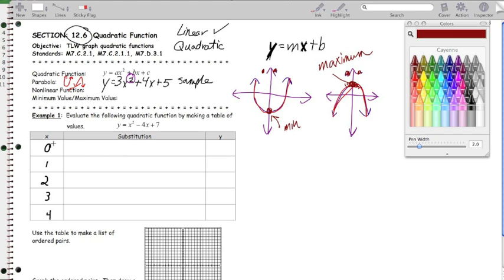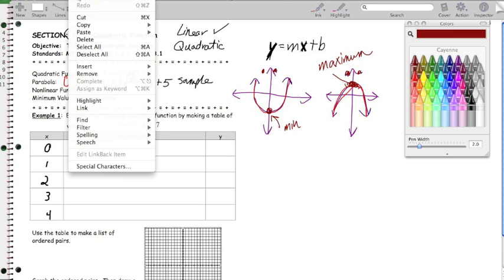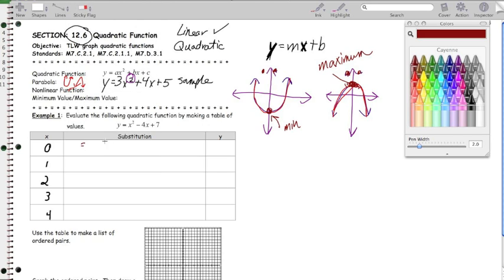So let's go ahead. We're going to substitute our values in just like we did before. My equation is going to be 0 squared minus 4 times 0 plus 7. 0 squared is 0, minus 4 times 0 is 0, plus 7. My first output is 7. Now I'm going to do the next one. 1 squared minus 4 times 1 plus 7. I'm going to get 1 minus 4 plus 7. And all this over here is I'm just simplifying. 1 squared is 1. 4 times 1 is 4. 1 minus 4 is negative 3. Negative 3 plus 7 is 4.